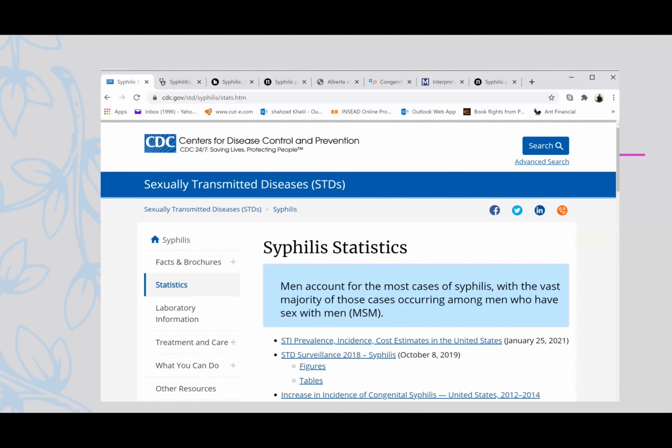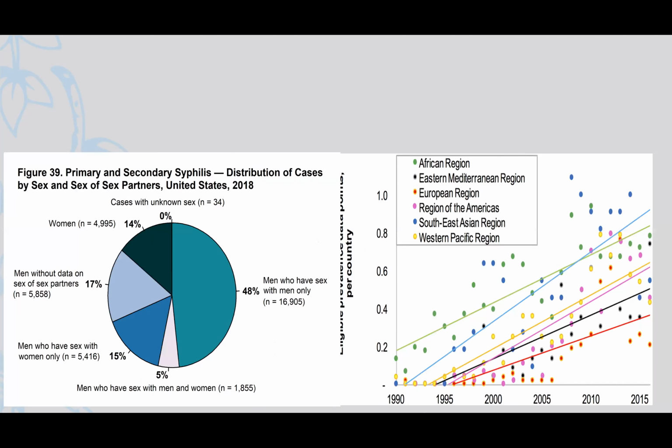Now the syphilis statistics. As you can see by the graph and the pie chart, the primary and secondary syphilis distribution of cases by sex and sex partners, United States 2018. And you can see there is a large chunk, 48%, of men who have sex with men only. And in the second slide, you can see the graph is on the rise in the African region, Eastern Mediterranean region, European region, region of the Americas, Southeast Asian region, and Western Pacific region. In all regions, it's increasing.